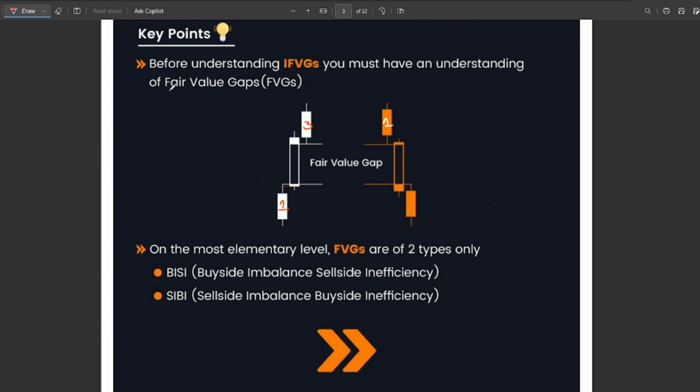But before studying inverse fair value gaps, you must have a knowledge of fair value gaps. So fair value gaps are of two types. One is called a BISI and the second one is called a SIBI. BISI is a bullish fair value gap and SIBI is a bearish fair value gap. So let's see more about these gaps.